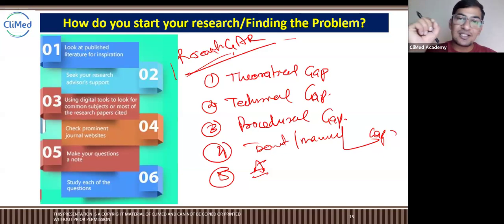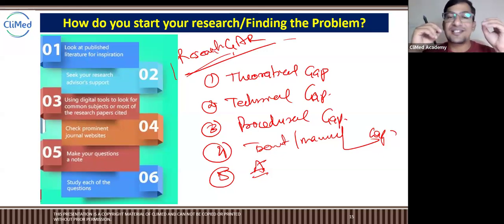Okay, technical gap. What exactly is the technical gap? See, there are two terms, technical gap and procedural gap. Procedural gap is when we have no idea how to improve the procedures. How to improve the procedures means, let me tell you with an example.